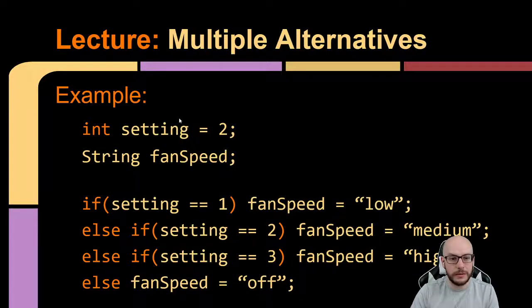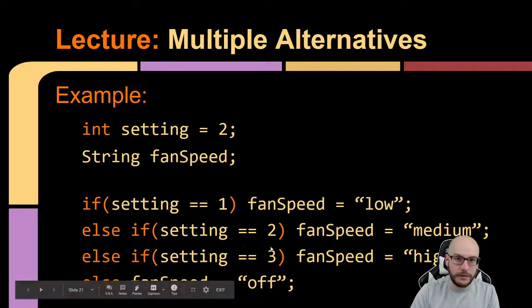Okay, let's take a look at an example. Let's give a setting here, 2. All right, I'm going to say, is 2 equal to 1? Well, that's false, so I would skip over this. We're going to continue on. We would ask, is 2 equal to 2? That's true. So I'm going to set fan speed, the string, to medium and skip everything else. I don't even check this condition. I skip over the else, right? Everything else is ignored once one of the conditions is true.